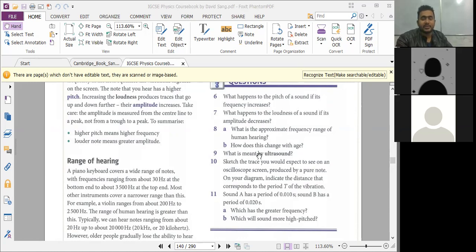Right. What is meant by ultrasound? The sound which is above our limit of hearing, beyond the upper limit, or more than 20 kilohertz, is ultrasound. Correct. Tick mark. Sketch the trace you would expect to see on an oscilloscope screen produced by a pure note. On your diagram, indicate the distance that corresponds to the period T of the vibration.